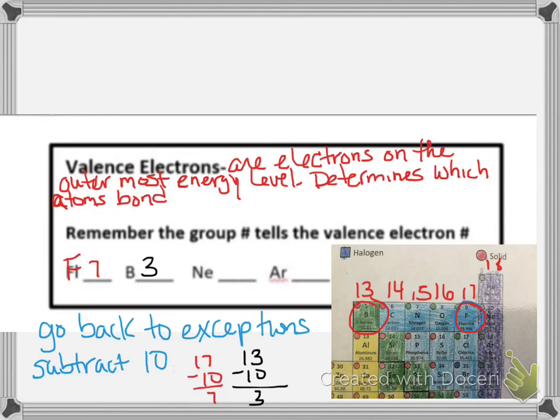So when you're plotting these on a Bohr diagram or a Bohr model, you can check yourself to see if you're right by looking at the valence electron number and seeing if that's how many you have on your outermost ring. It will also help you when we get to the electron dot diagram, because that's what we plot for that. All right, neon. Neon has 18 minus 10 gives us 8. So neon has 8 valence electrons. And then we're doing argon.